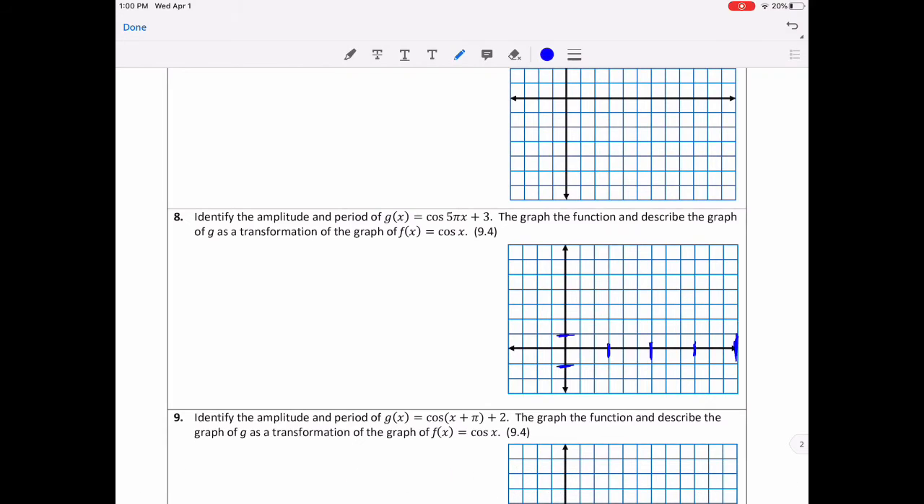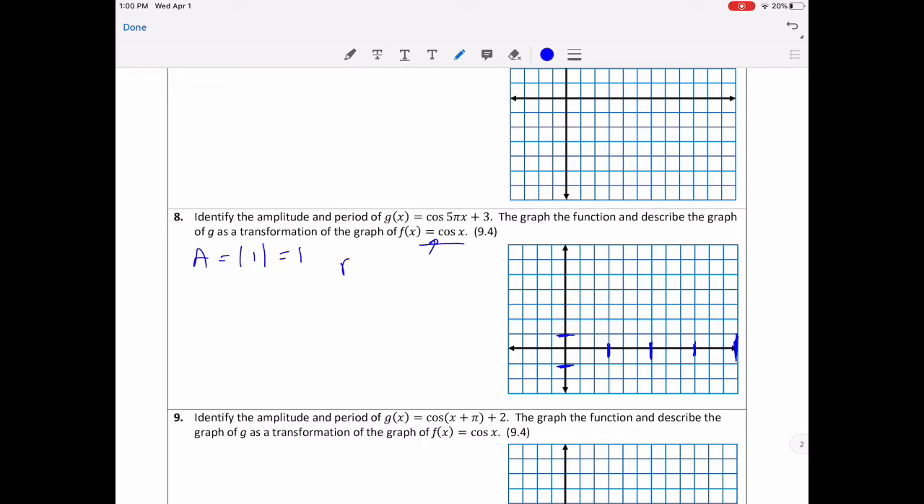Okay, guys, let's look at number 8. And let's graph the parent function here, which is now a cosine graph. f of x equals the cosine of x. Our amplitude, the absolute value of 1, is 1. Again, that's found here in front.